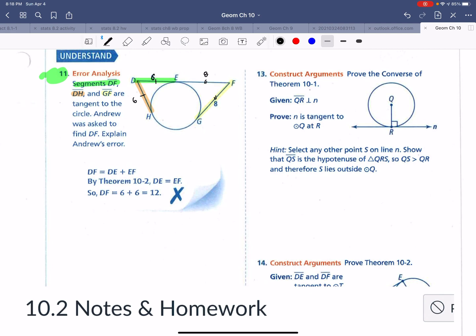Andrew was asked to find DF. So we found DF and we got 6 plus 8, so we got 14. And you see what he did there. He somehow misapplied the theorem and thought that this one would equal 6. So that was his error. EF is supposed to equal GF. He thought EF would equal DE.